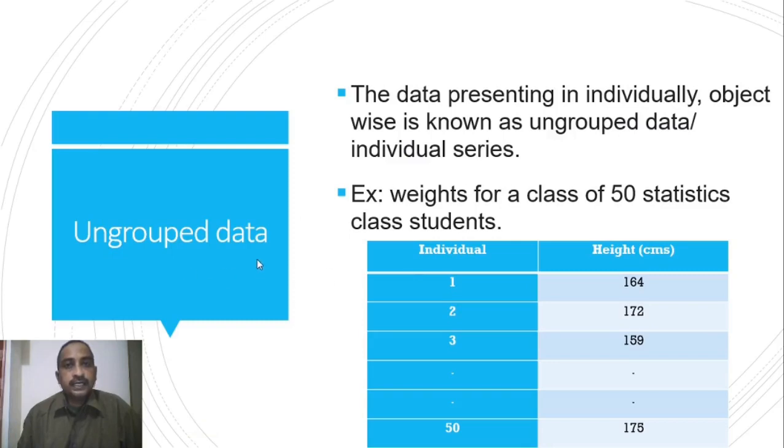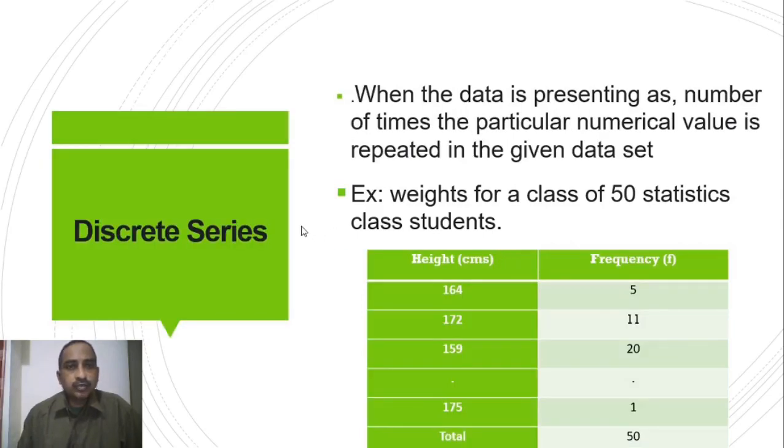Ungrouped data: the data presented individually for each item or object is known as ungrouped data or individual series. So take the heights for a class of 50 statistics students, each individual. The second individual's height is 172 centimeters, the third individual's height is 159 centimeters, like univariate data, right?